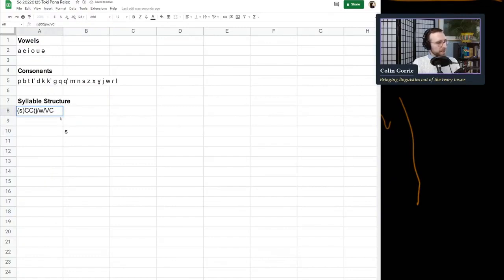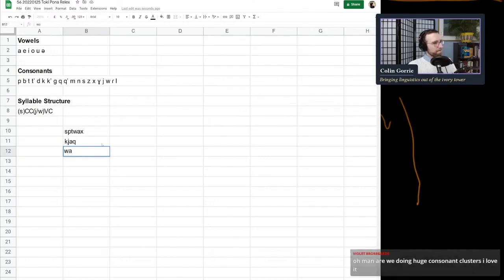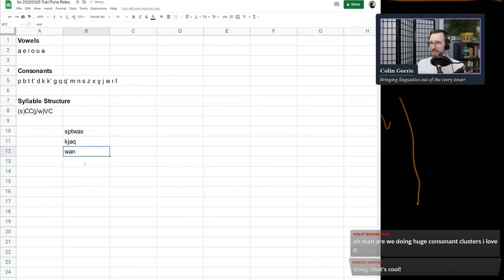So then we'd have things like, we can also have glides here. So something like spwach. I think this is the aesthetic we're aiming for. Spwach. Or kyak. Or even it could be something as prosaic as one, just to show that we can still do this. Yep, we're doing huge consonant clusters. Everyone get in, because it's happening.